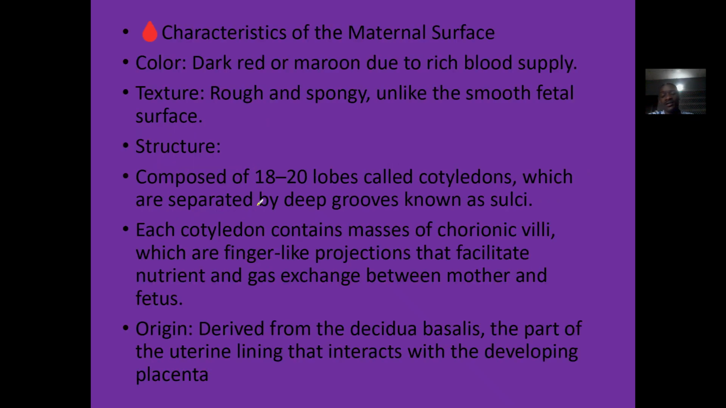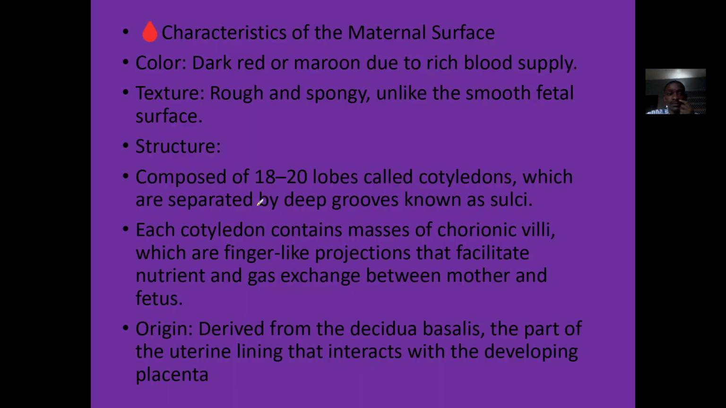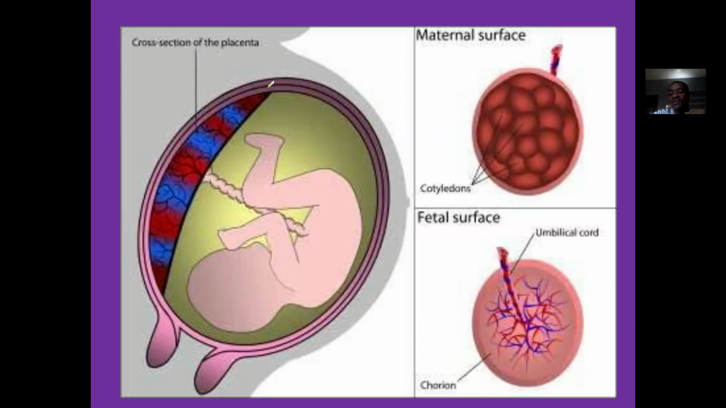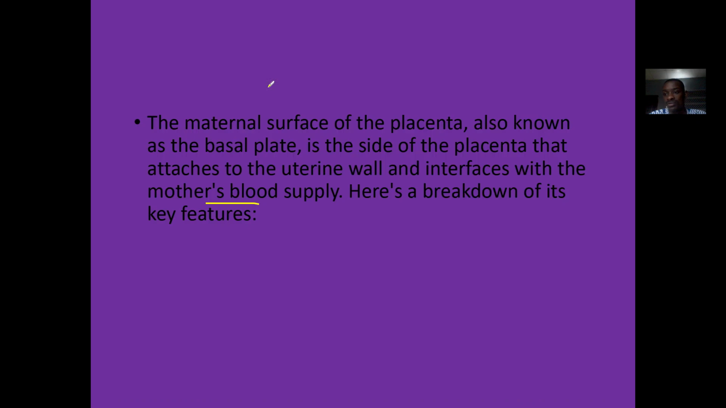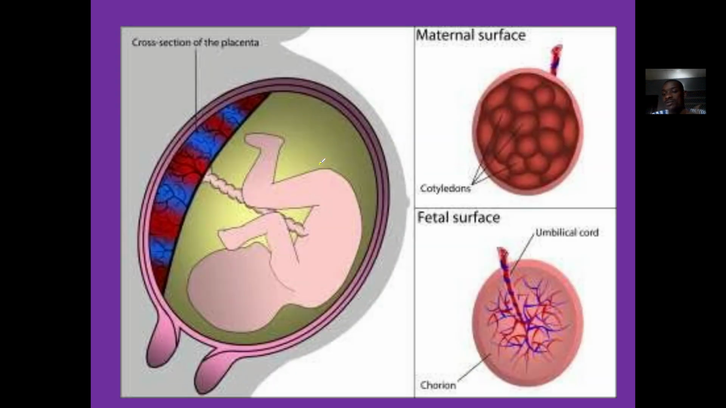Okay, so what are the characteristics of the mother's side of the placenta? So color is dark red or maroon because you have a lot of blood supply there. Texture is rough and spongy, unlike the baby's side that is smooth. Then structure: composed of about 18 to 20 lobes that are called the cotyledons, which are separated by deep grooves which are known as sulci.